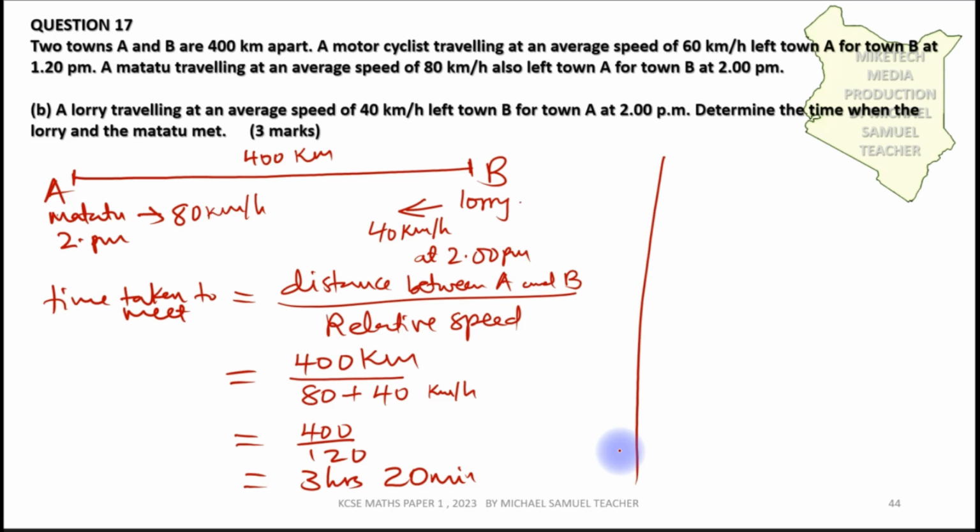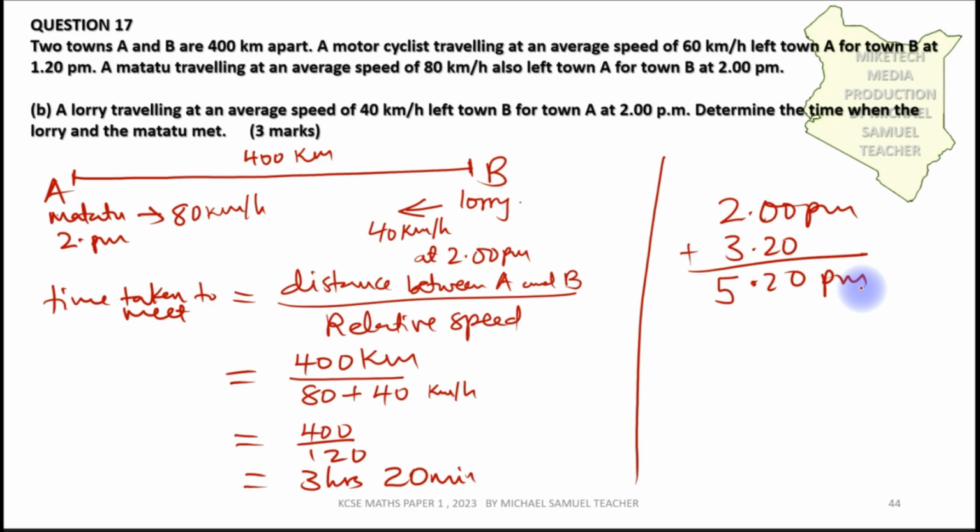But the question is, determine the time when the lorry and the matatu met. So from 2 p.m., after 3 hours 20 minutes, that is when they met. So we add, and by 5:20 p.m. is when they met, or in the 24 hours clock system, 1720 hours.